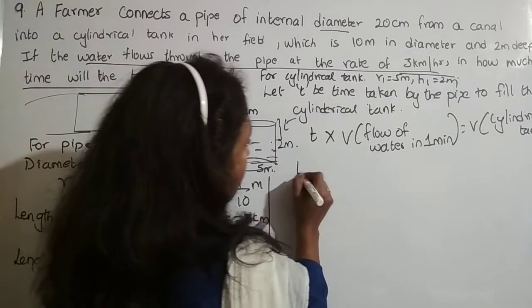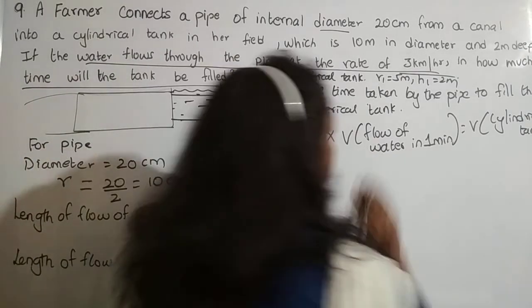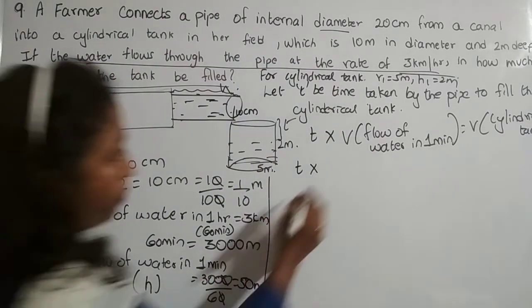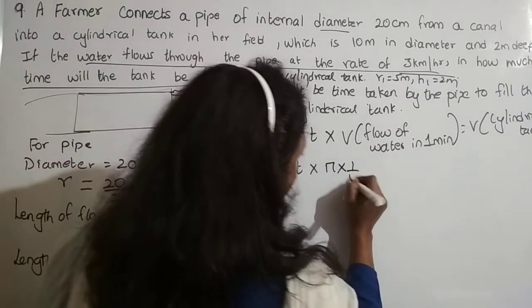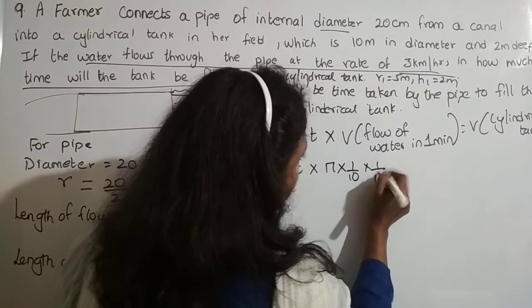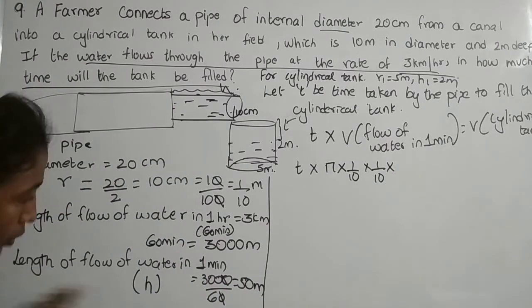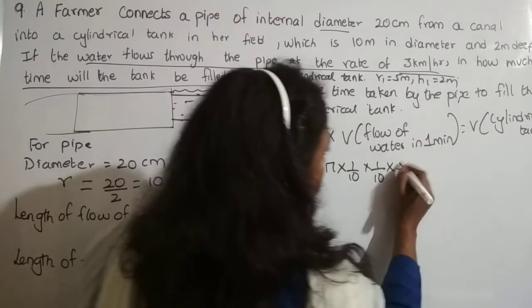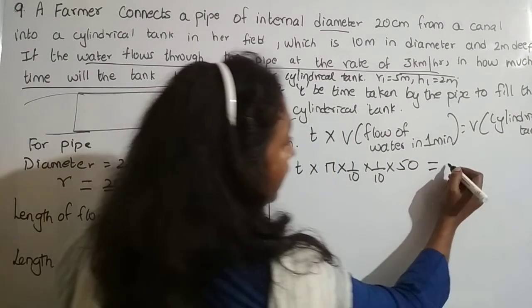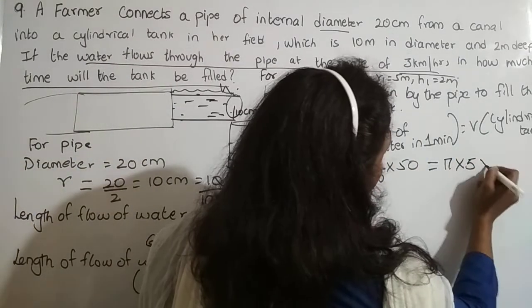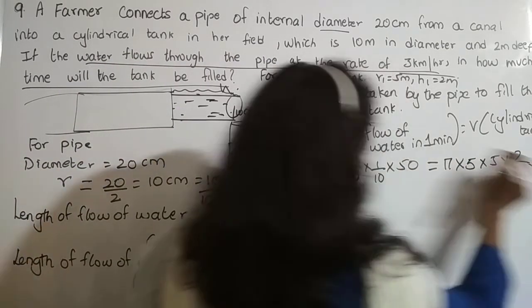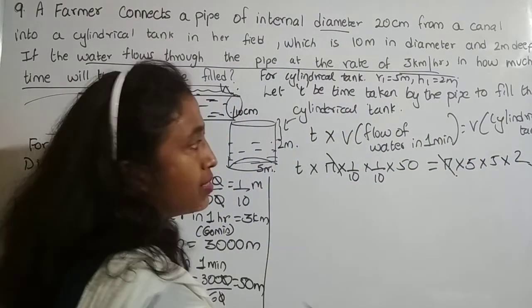So let's write here t into, as we know for a cylinder, pi r square h, so we write pi. And students, what is r here? It is 1 upon 10 into 1 upon 10. What is h here? The length of the flow of water, that is h, we have taken as 50. And here the volume of the cylindrical tank is again pi r square h, with r as 5 into 5 and h as 2. So pi cancels. Now it is just a simplification.